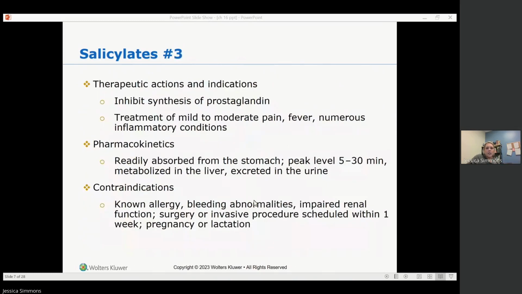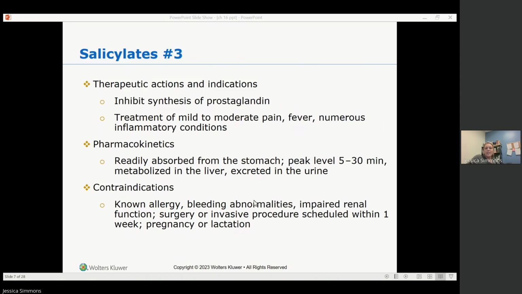So therapeutic action and indications, it inhibits the synthesis of prostaglandin, which we talked about, which is in the inflammatory response. Treatment of mild to moderate pain, fever, numerous inflammatory conditions. The pharmacokinetics, they are readily absorbed from the stomach, peak level in 5 to 30 minutes, metabolized in the liver, excreted in the urine, which means they are going to be hepatotoxic and nephrotoxic.